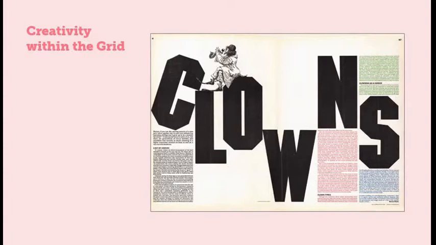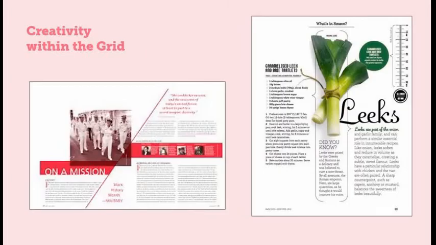So here's a couple more spreads. The one on the left, I like how there's a diagonal at play here. So while there's still a grid, there is a diagonal line that's changing the shape of the text, which is fun. And then there's also some nice overlapping of the photos and the red bars, and it creates a little bit more of a dynamic feel.